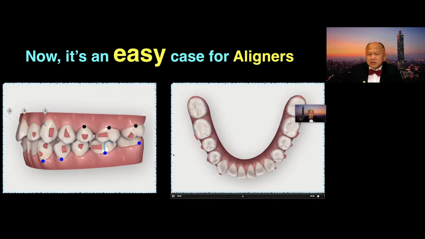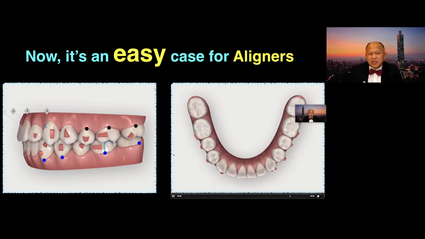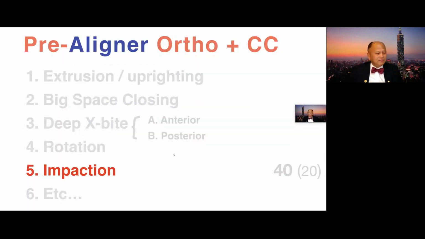The rest is easy. But think about it. If you want to use an aligner to derotate the second molar, it could be very difficult. I didn't say it's impossible, but it definitely was very, very difficult.